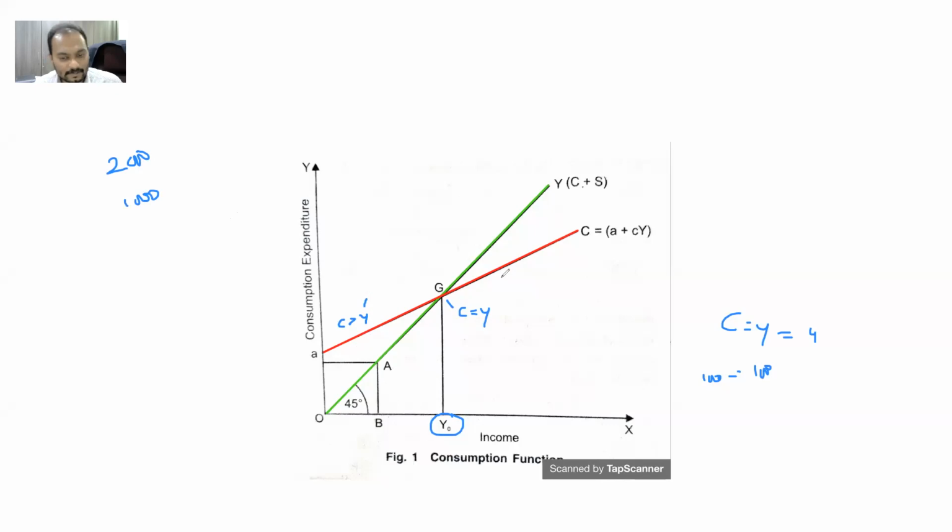After point G, which line is above which line? Income line is above consumption line. That means consumption is less than income after point G. It's also called saving, positive saving. This is dis-saving, and this is positive saving because your consumption is 1000, but your income is 2000. That means your income is more than your consumption. So that's the meaning of this graph. This is how a consumption graph basically looks.